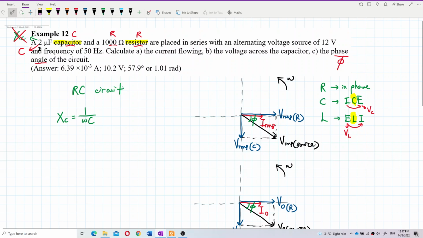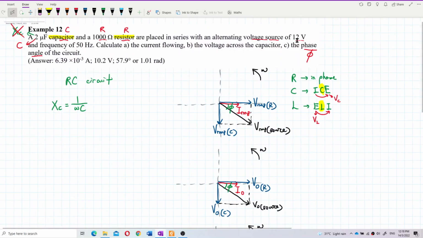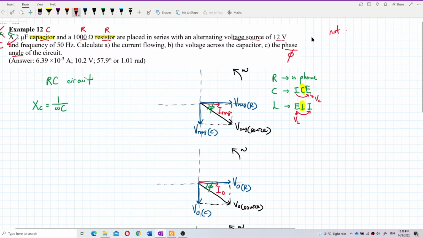So we have the capacitance, the resistance, and this is the source. The source voltage is 12 volt. Is this a peak voltage or a root mean square voltage? If the question does not specify, remember, then it's the default value.